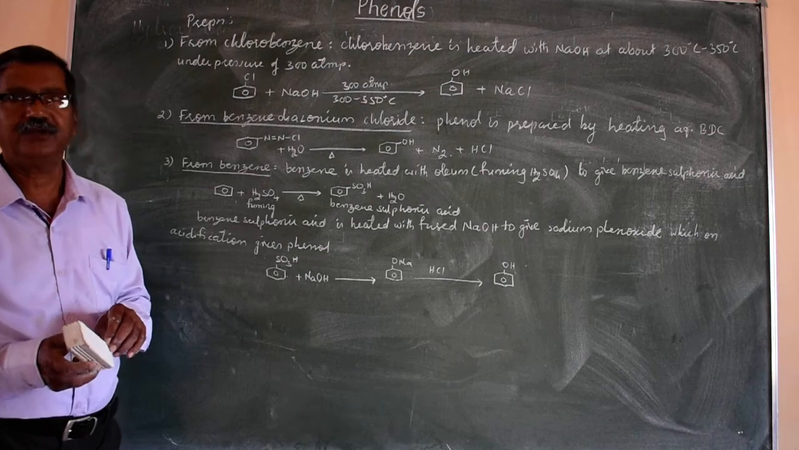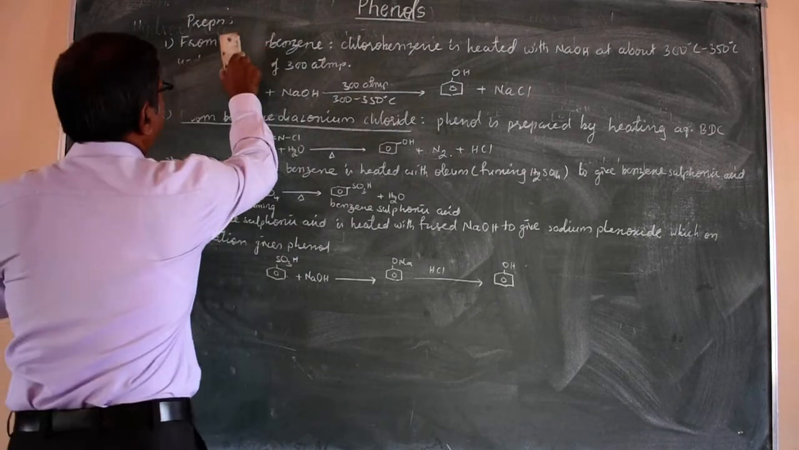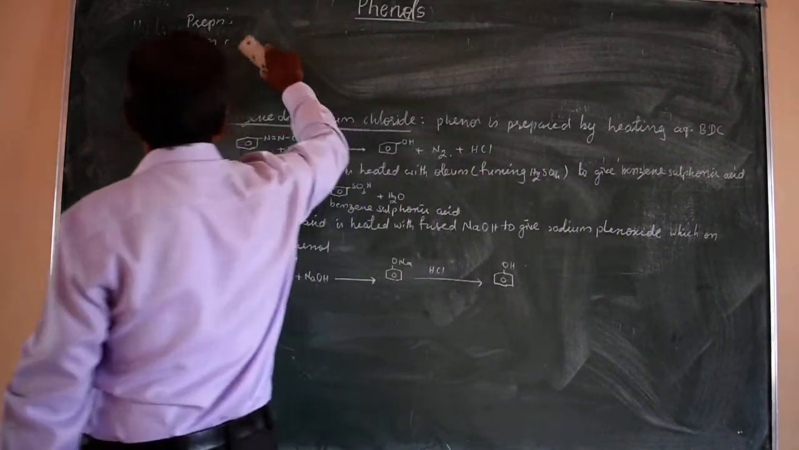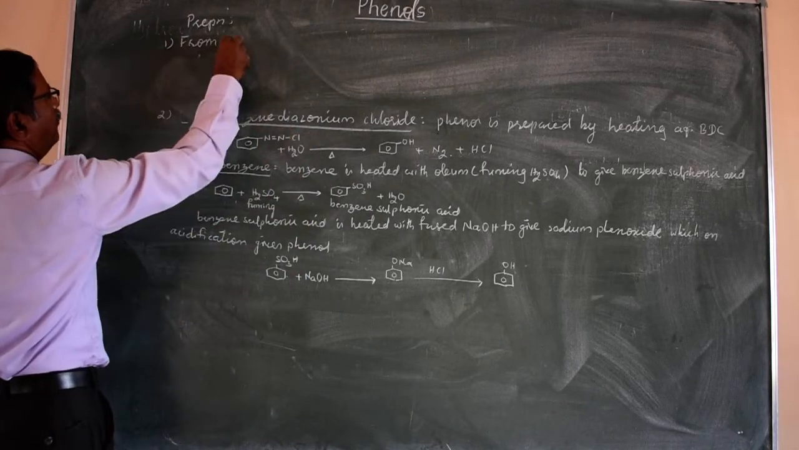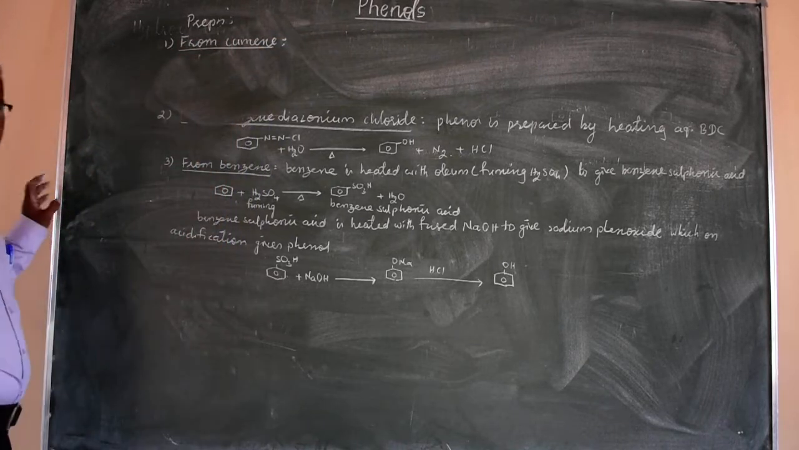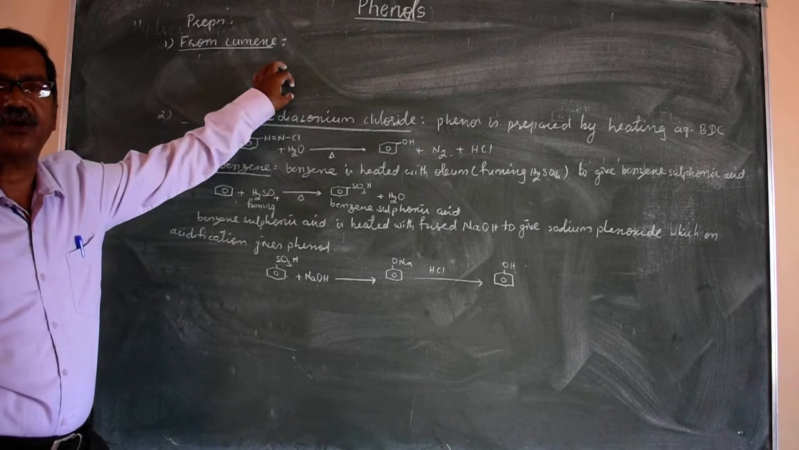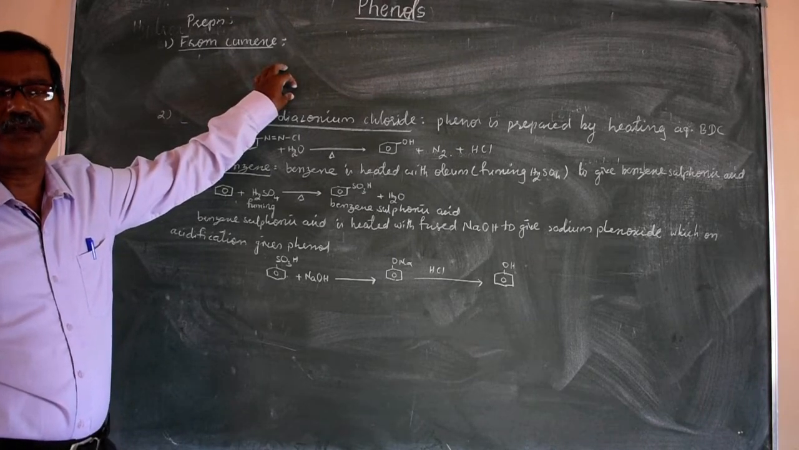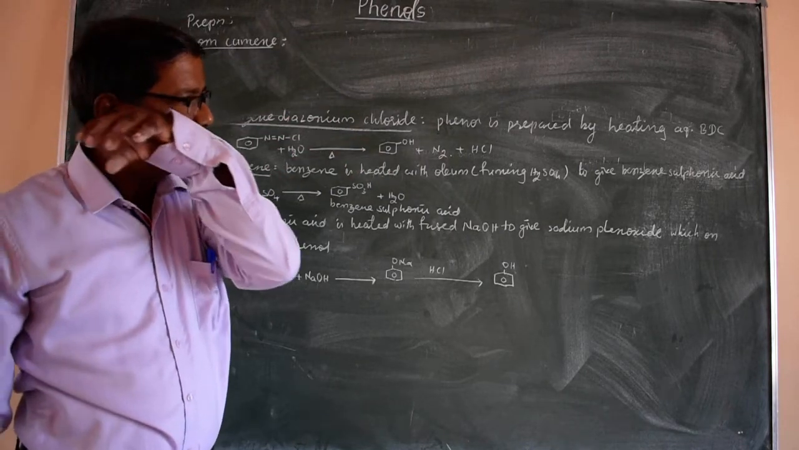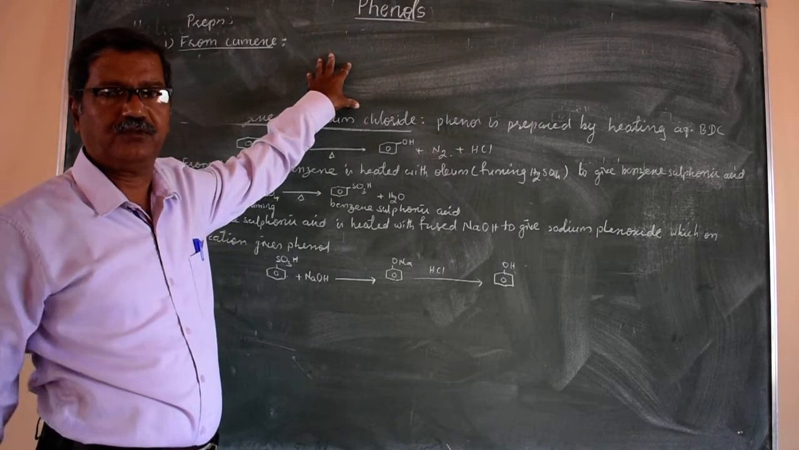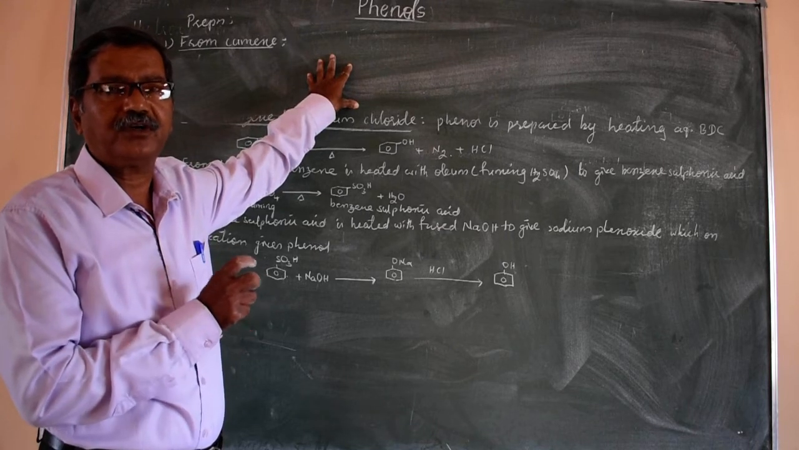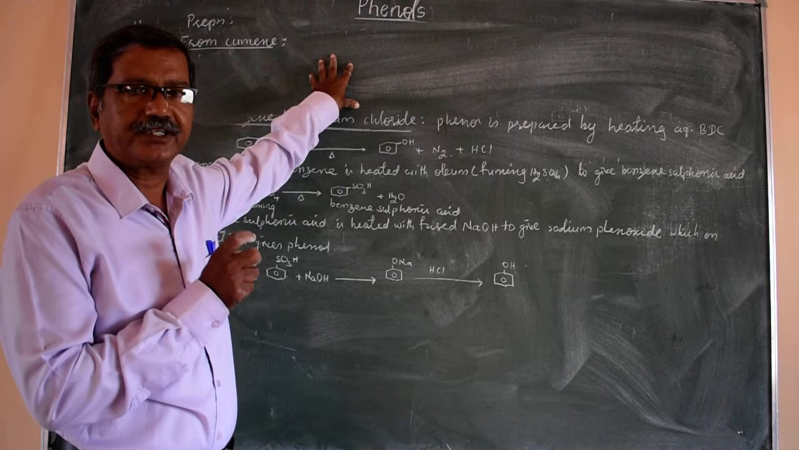Well, afterwards, the fourth method is important, from cumene. Cumene is chemically nothing but isopropyl benzene. Here cumene is heated with air or oxygen to give cumene hydroperoxide. Cumene hydroperoxide on heating with dilute H2SO4 undergoes hydrolysis to give phenol and acetone. This method is very important because you are getting the important byproduct acetone.